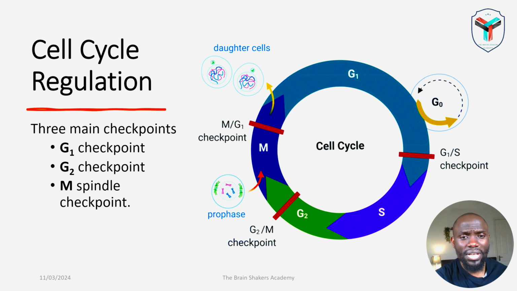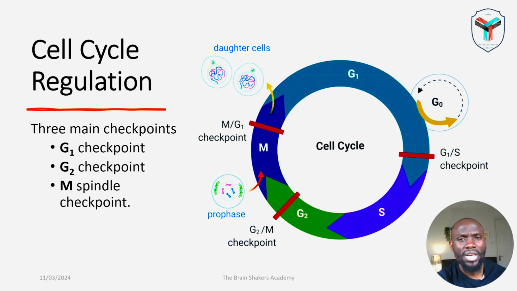So the cell cycle is mainly regulated by the checkpoints. Now, these checkpoints make sure that the process is irreversible and unidirectional. So there are three main checkpoints to look at, which are the G1 checkpoint, the G2 checkpoint, and the mitotic spindle checkpoint.